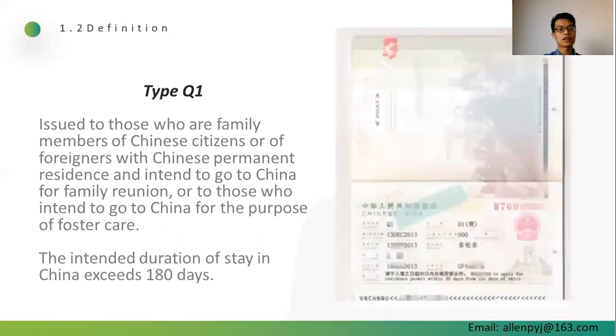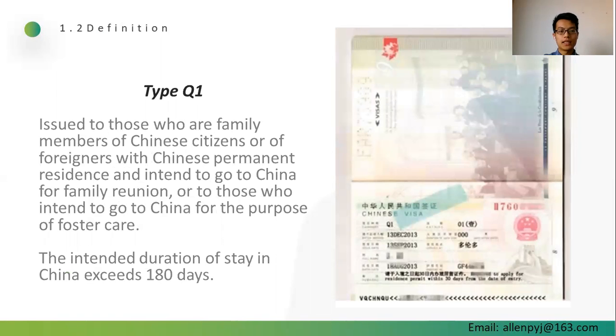First of all is Type Q1. It's issued to those who are family members of Chinese citizens or of foreigners with Chinese permanent residence and intend to go to China for family reunion, or to those who intend to go to China for the purpose of foster care. It's valid for more than 180 days. This is the template.